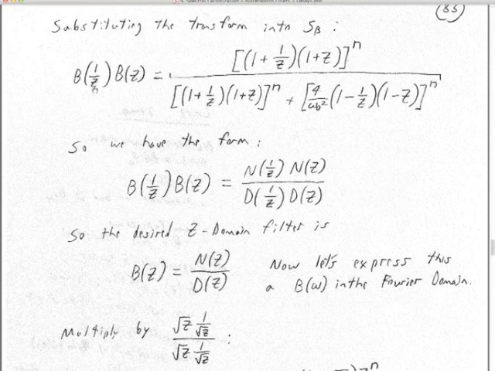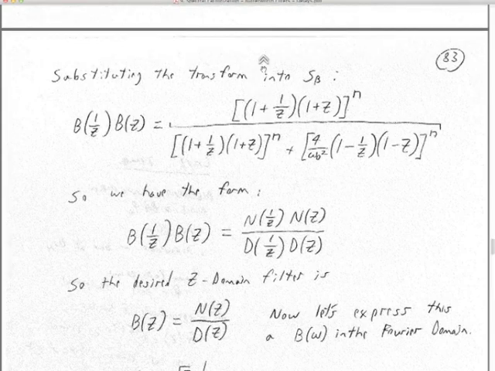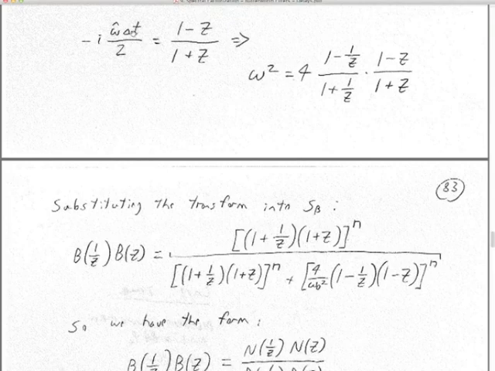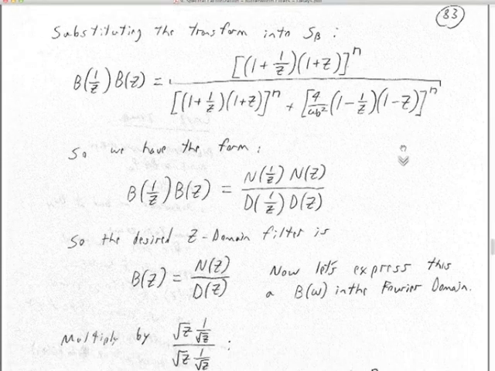So we have, and I should have written, b conjugate of 1 over z times b of z is what this spectrum is defined as. And so now we have it in terms of z. Another interesting feature I think you might have noticed is that the delta t has dropped out here. All right, so that's helpful, just in terms of keeping track of things.